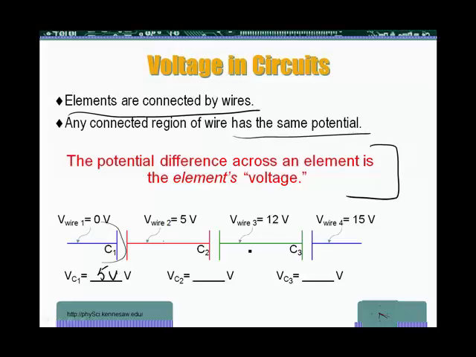Now, the green wire that's connecting capacitor C2 and capacitor C3 is at the same voltage, like it should be. So any point along the green wire is the same voltage, 12 volts, and the voltage across C2 should be 12 volts minus 5 volts, 7 volts. And in here, the blue wire is at the same voltage, same electrical potential, 15 volts. So the voltage across C3 is going to be 15 minus 12, or 3 volts.